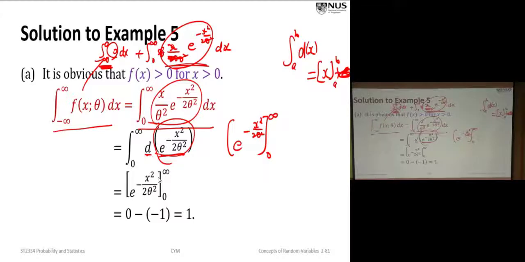Substitute when x goes to infinity. So this one goes to infinity, but you have minus. So it's e to the power minus a, and a goes to infinity. So this one is equal to 0 if a goes to infinity. Substitute 0, you got 1. So it's 0 minus 1, so it's 1.